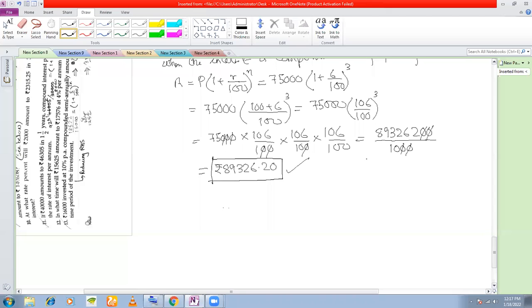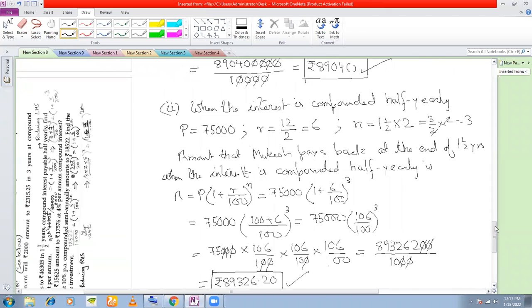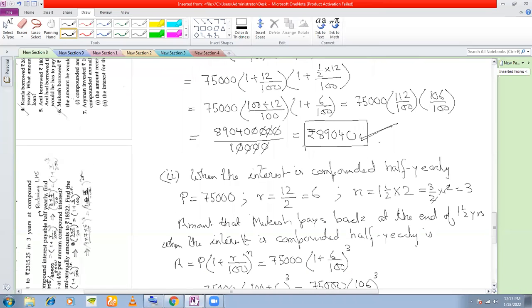Sir, annually, first bank. First one, because here the amount is lesser. Because here the compound interest is lesser. He is paying lesser compound interest.